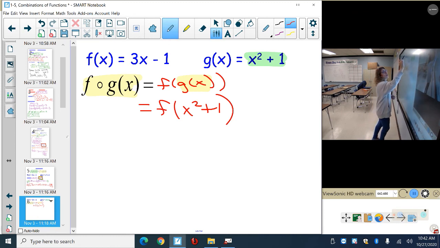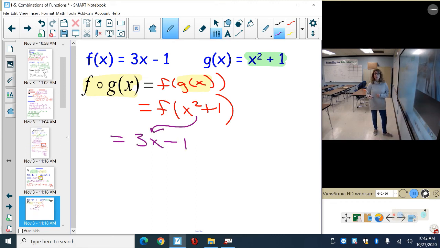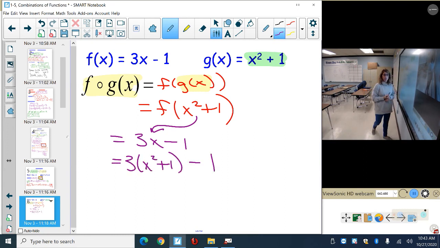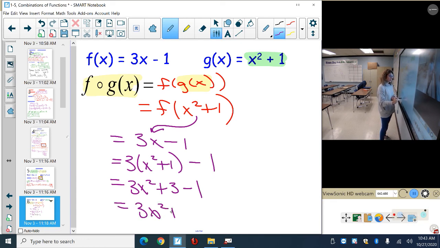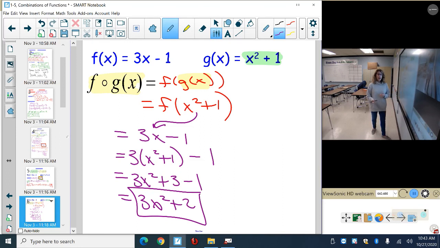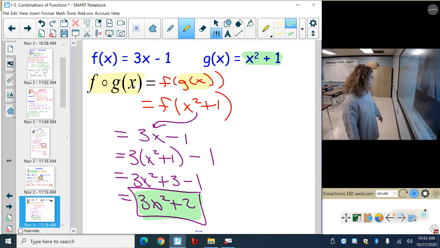So that means I'm simply going to take my f function, which is now 3x minus 1, and I am going to plug in x squared plus 1 for x. So that's 3 parenthesis x squared plus 1 minus 1. And I'm going to distribute, 3x squared plus 3 minus 1, and combine like terms. And I am done. When I plug in an expression, I get a new expression out. F of g of x had a variable inside there. So whenever I calculate this, it should have a variable in the answer still. Okay?